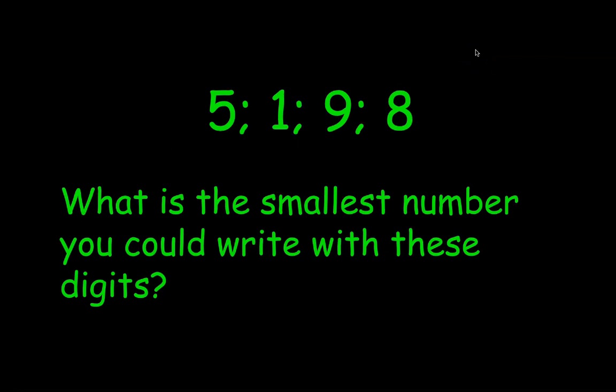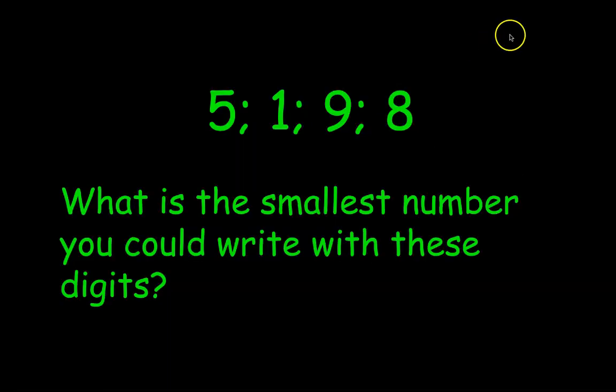What is the smallest number you could write with these digits? Pause the video if you need to. 1,589. So this is the opposite. We have a 9 there. That's the biggest digit. We don't want to put that in a big column because it's going to make our number bigger. We want to put it in the smallest column there is, and that is in the ones column. There is a smaller column that's called the tenths, but we're not working with fractions today. We're only working with whole numbers.